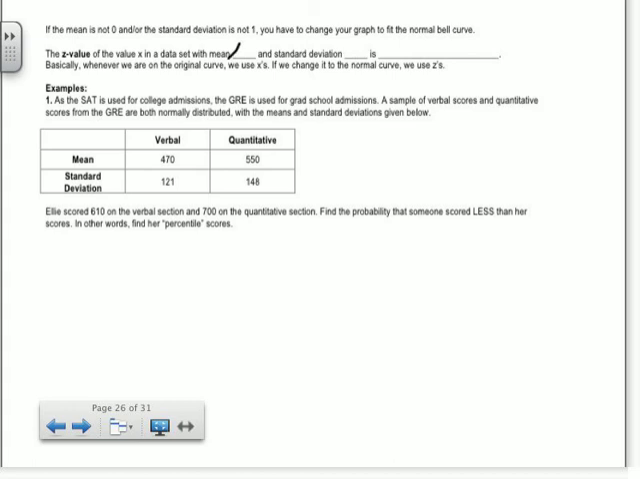So it says the z-value of the value x in a data set with mean mu. So mu is like a fancy m, but it's also a fancy u. If you took off this branch right here, it'd be a u. So it's an m and a u, mu. And standard deviation sigma, so it's like a 0 with a line on it. Like that. Okay, that's called sigma.